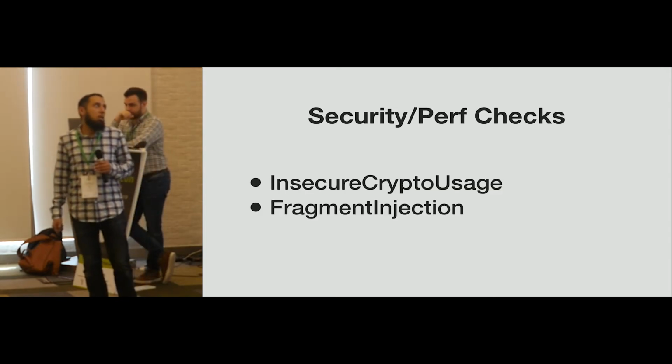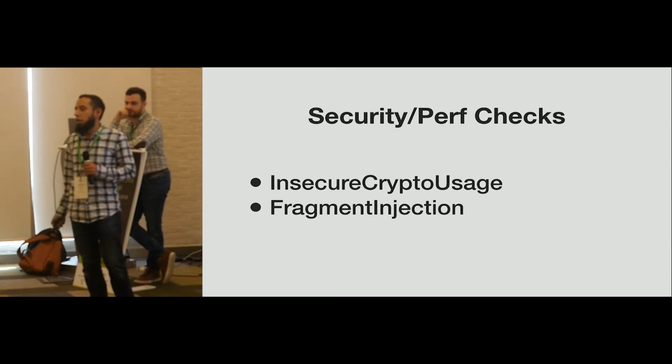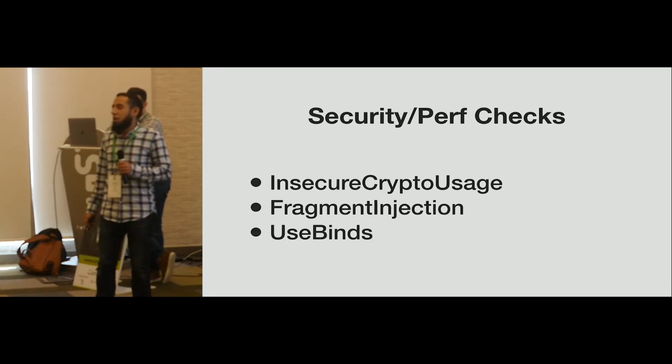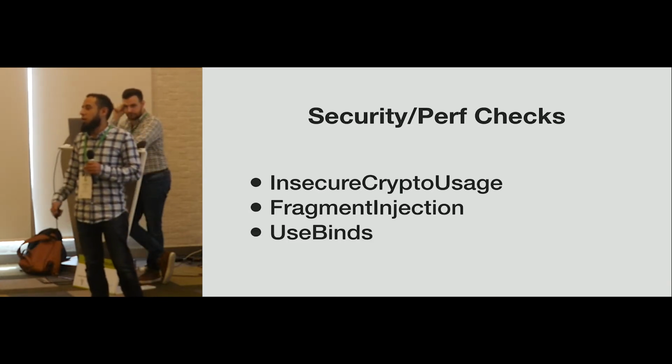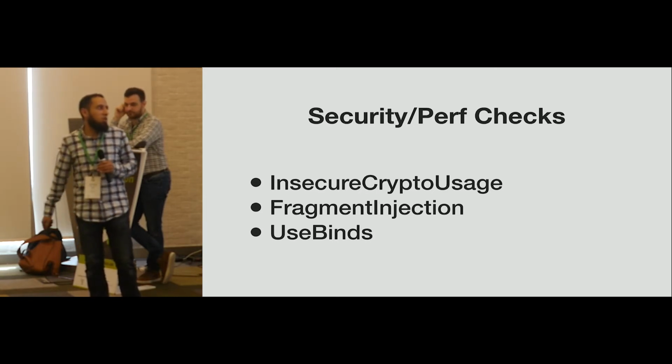It also does some security and performance checks. If you're using some of the crypto libraries, but you're using them insecurely, it will tell you. Fragment injection. If you're using preference fragment and you don't override a particular method, someone can inject code into your app. Again, error code will tell you.